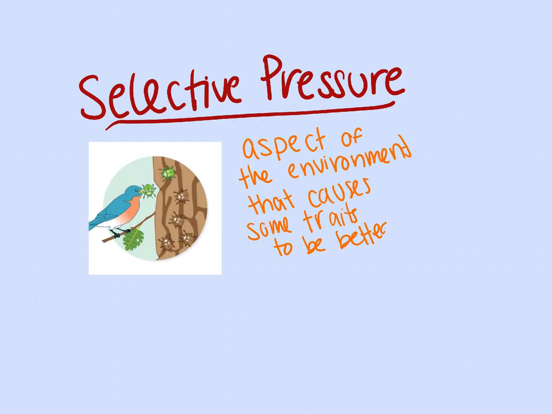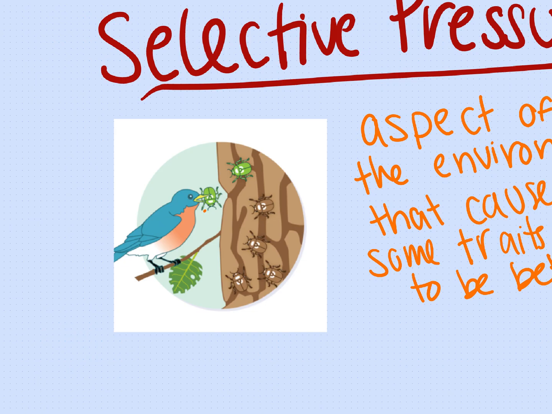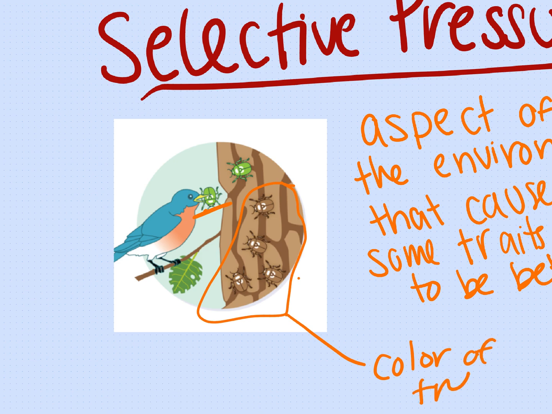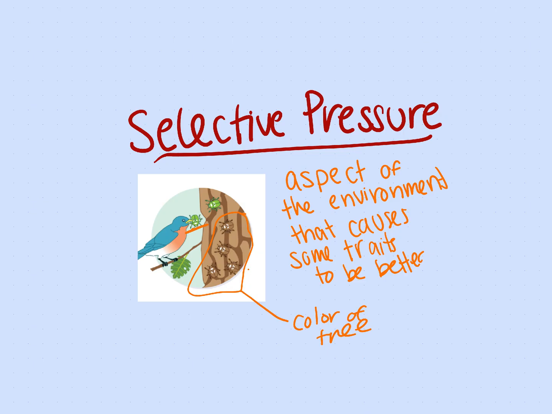All right, next up word is selective pressure. This means the aspect of the environment that causes some traits to be better. So in this picture, you see this bird is only eating the green bugs because these brown bugs are camouflaging to the tree because the tree is brown. So the selective pressure is the color of the tree because that's the part of the environment that's making being brown a better trait to have.